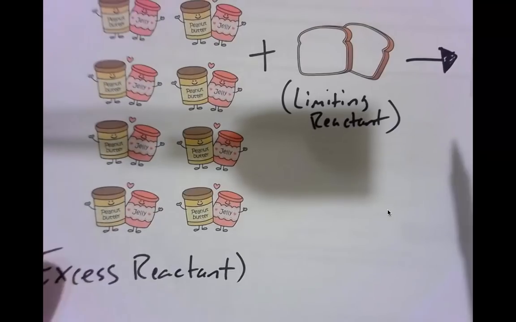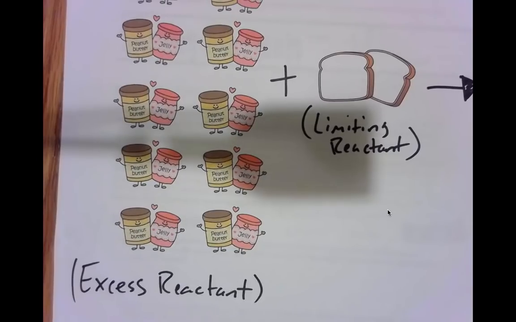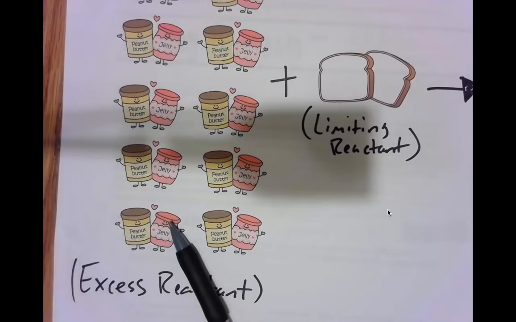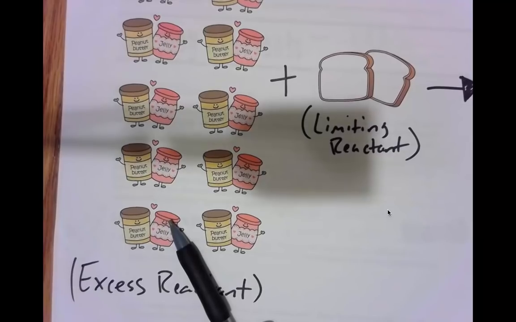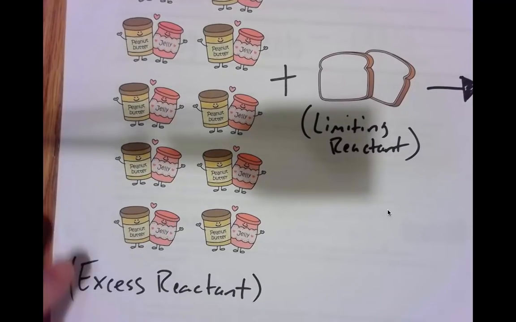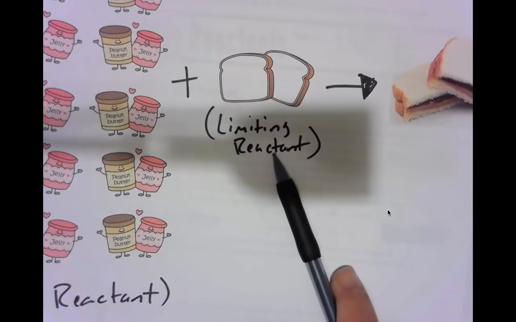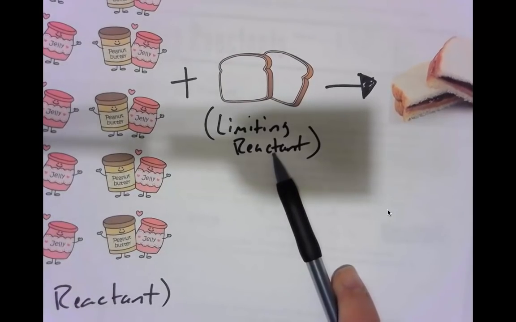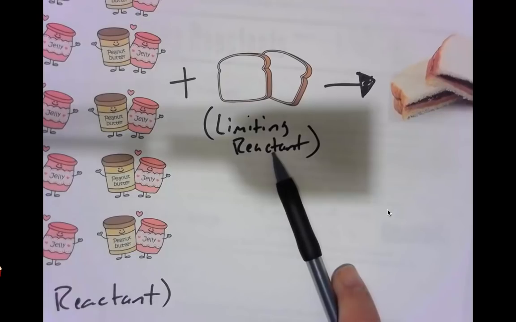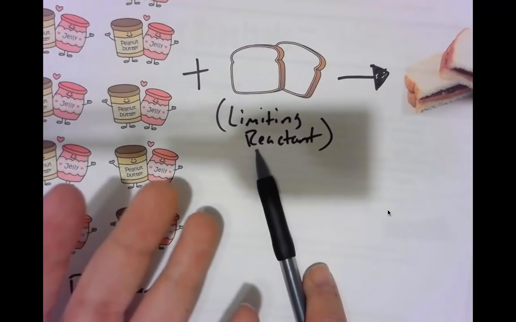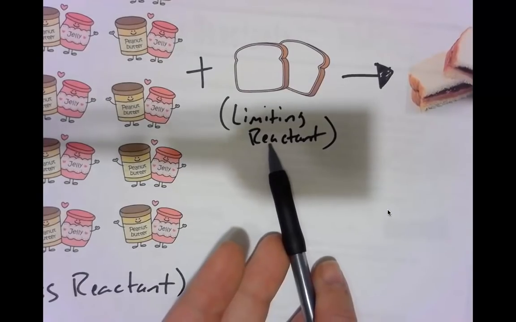So this highlights what the excess reactant is and what the limiting reactant is. The excess reactant is the reactant that you have too much of, that you can't use all of. You're going to have leftover at the end of the reaction. Your limiting reactant limits your reaction. You only have so much of it, and you're going to run out. You can only make as many peanut butter and jelly sandwiches as you have bread. You can only make as much product as you have reactant.